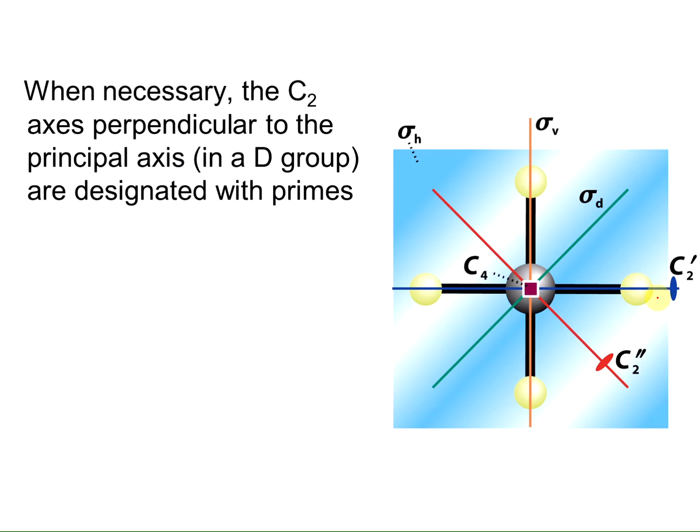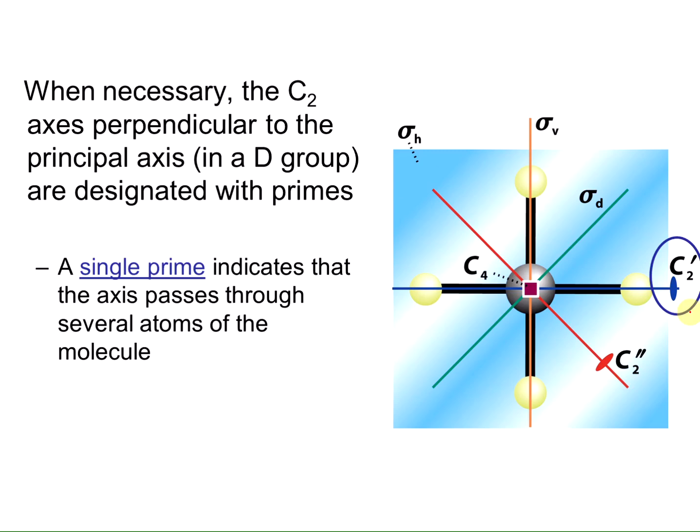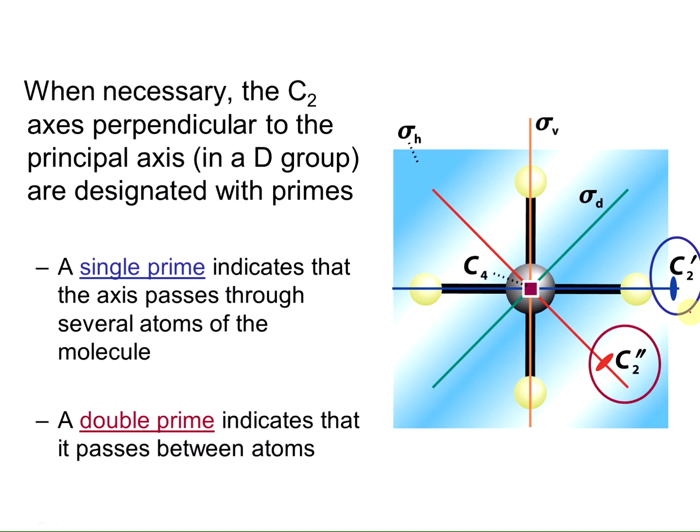But we also have C2 axes. If I have a C2 in the plane of the computer, I can flip it along this line. The atom at the top goes to the bottom, the one at the bottom goes to the top, and those on the axes stay on the axes. The C2 that goes through the atoms, we designate with a C2 prime. There's another C2 that passes along this red line, in between the atoms. When we rotate around that axis, this atom moves to here, this atom moves to here, and these atoms also switch places. The C2 that passes in between the atoms gets a C2 double prime. So again, a single prime indicates that the axis passes through several atoms of the molecule. A double prime indicates that it passes between the atoms.